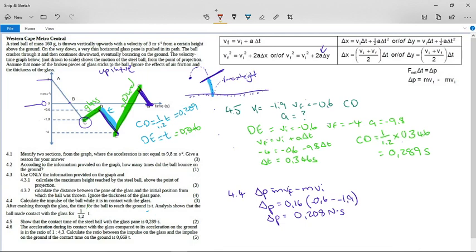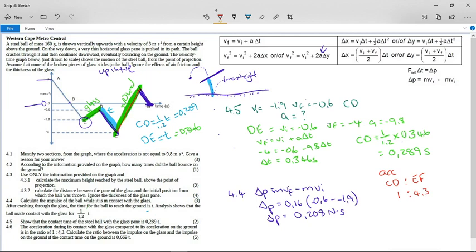It says the acceleration during its contact with the glass, which is what? CD. Remember, we marked it on the graph. The acceleration during its contact with the glass compared to its acceleration on the ground. So now, which part of the graph is on the ground? Remember, right at the beginning we identified EF as being when it was on the ground. The acceleration during its contact with the glass compared to acceleration on the ground is in the ratio of 1 is to 4,3.